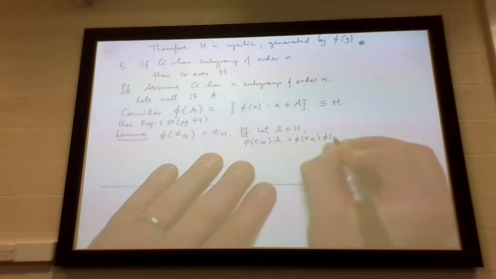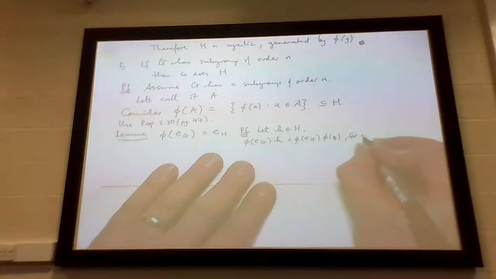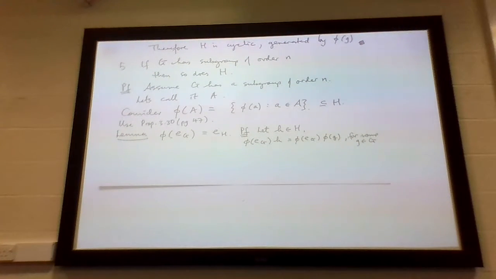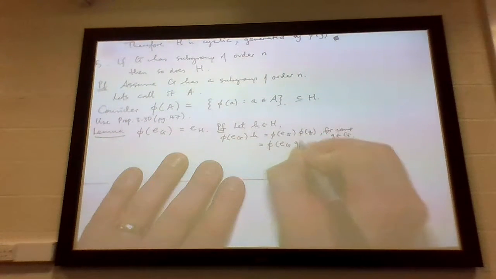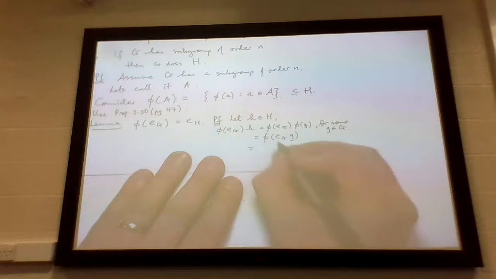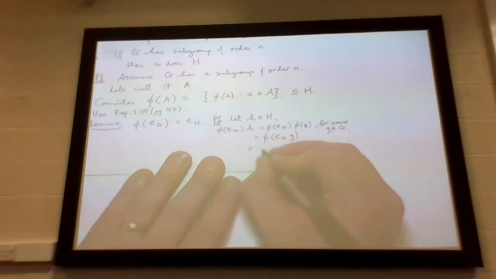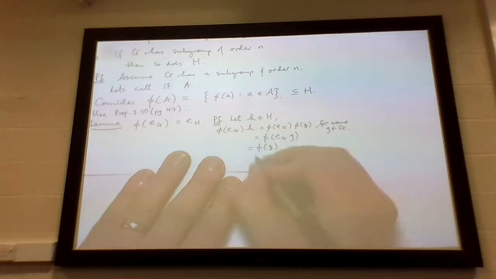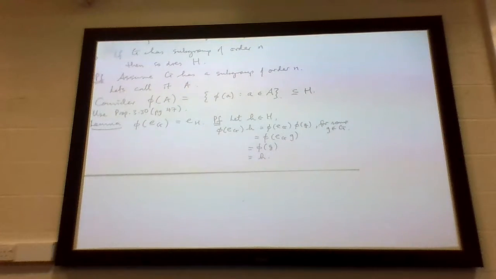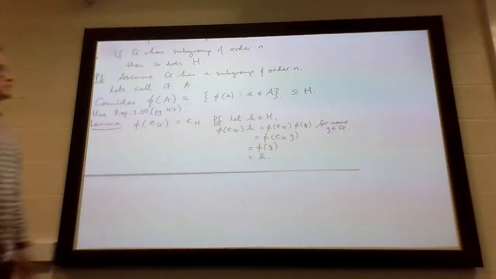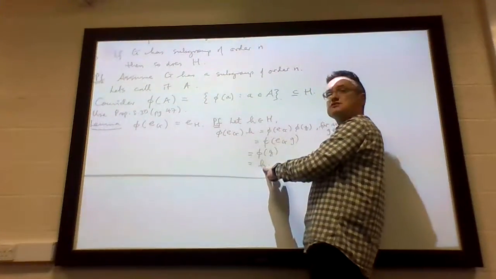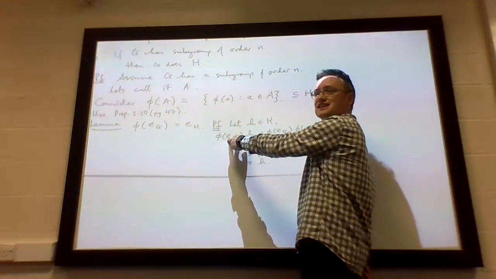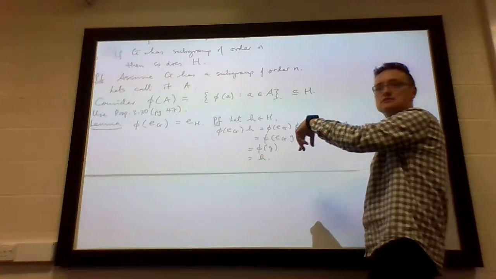Well, it's going to be phi of g, little g, some g. And by the homomorphism property, this is phi of e_G times g. Well, the identity element from the group G, so this is just phi of g, and that's h. So any element h from the subgroup H, when you multiply it by the image of the identity element, it doesn't change it. Therefore, the image of the identity element is the identity element in H.